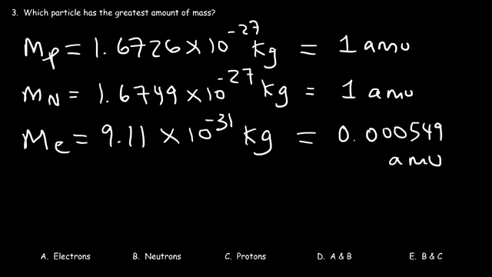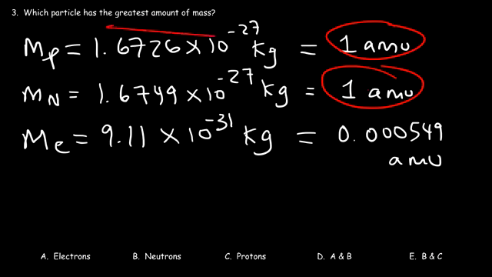So the atomic mass of an element is based on the number of protons and neutrons. Because the electron is so light relative to a neutron and a proton, the mass of the electrons within an atom is considered to be negligible. So the particle with the greatest amount of mass in this problem is the neutron. It's slightly heavier than a proton.